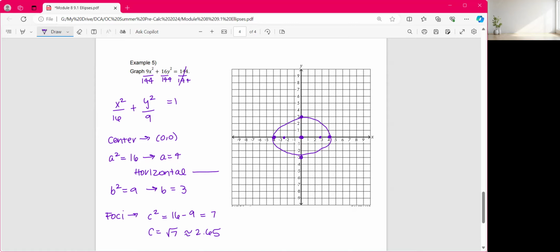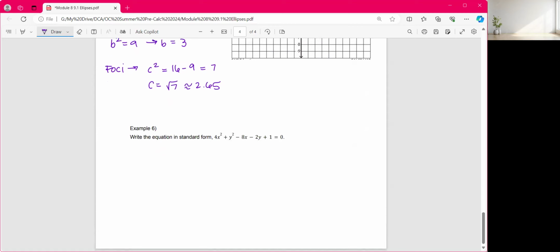And now let's do one last one here. It is going to ask us to write the equation in standard form. In order to do this, this requires us to complete the square, which is a skill that we don't use often, but we do have to keep in our toolbox and refresh our memory sometimes.